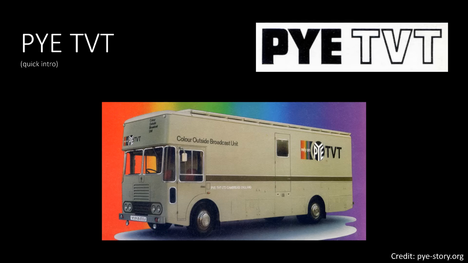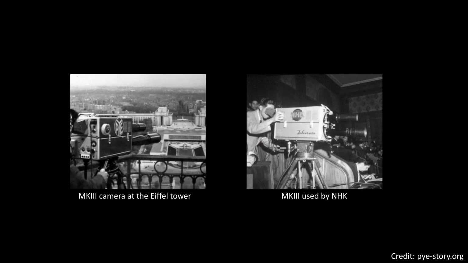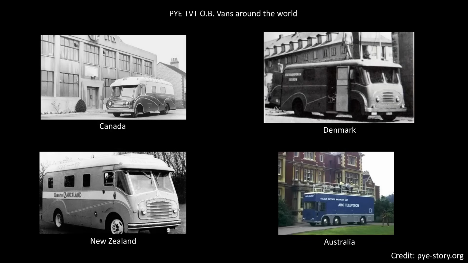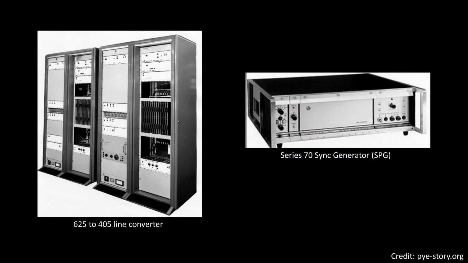Just about everybody watching this will have heard of PYE, but you might not be so familiar with PYE TVT. This was a division of PYE which designed and manufactured equipment for the television broadcasting industry. Long story short, TVT made a ton of stuff and they sold it to every corner of the globe. There is no questioning its significance in the history of television engineering, but in hindsight, the monochrome era unfortunately was the heyday of the company.